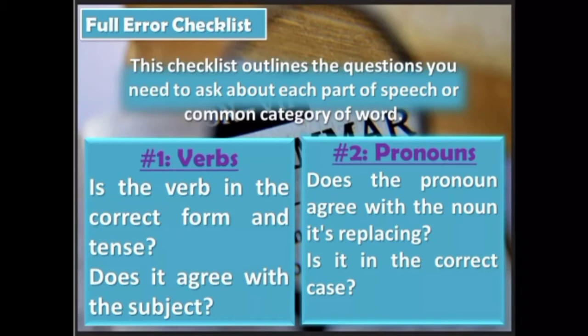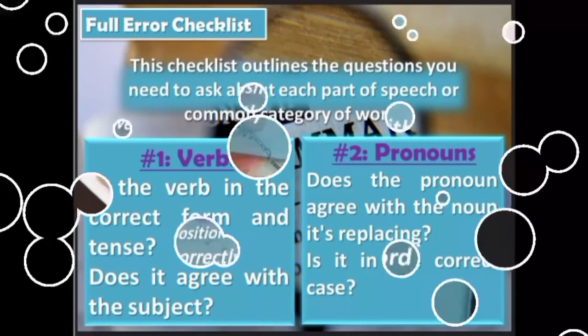Full error checklist. This checklist outlines the questions we need to ask about each part of speech or common category of error. Number 1, verbs. Is the verb in the correct form and tense? Does it agree with the subject? Number 2, pronouns. Does the pronoun agree with the noun it's replacing? Is it in the correct case?